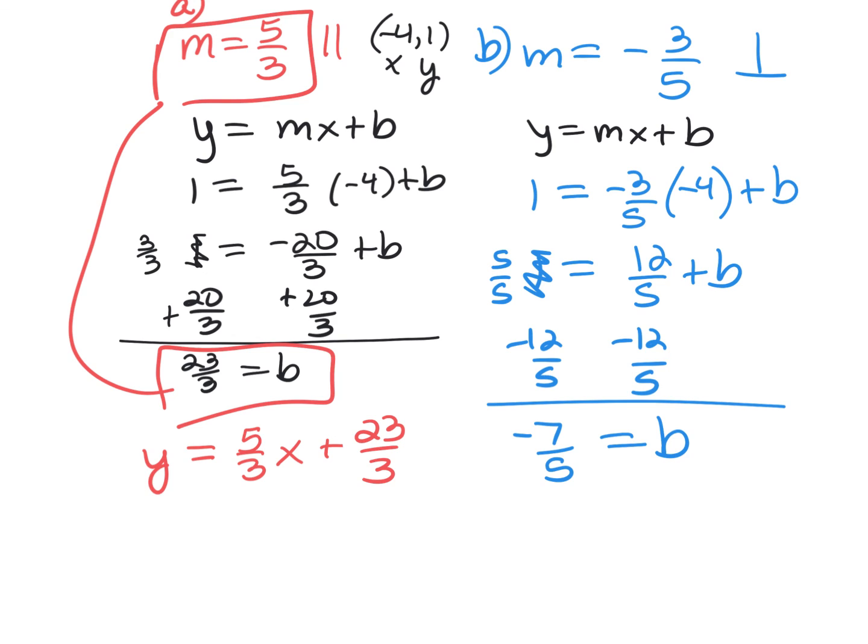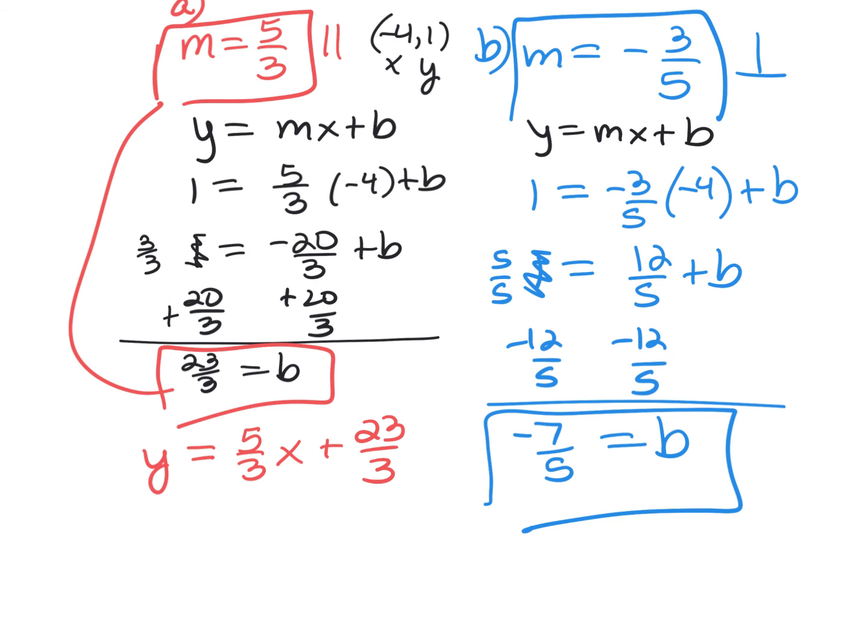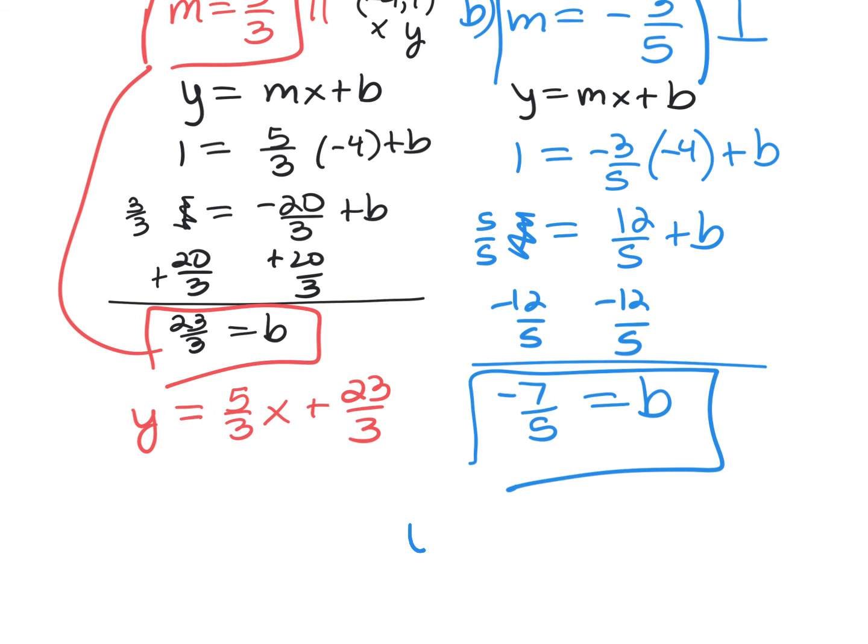And now I take this y-intercept that I just found, as well as the slope, and put it back into y equals mx plus b. So y equals -3/5x minus 7/5. And this is my perpendicular equation. And then the red one was the parallel equation.